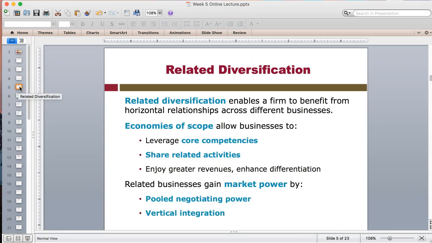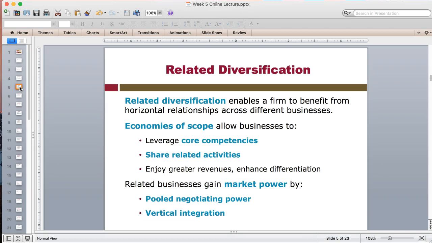So related diversification basically allows a firm to benefit from building off of the horizontal relationships or the primary functions in the value chain. One of the ways that you do this is if you buy a company that looks like you, you get bigger. Well, when you get bigger, if you think about the Porter's Five Forces analysis, you have more negotiating power with your suppliers and your buyers. You effectively take a competitor out of the marketplace, for example.